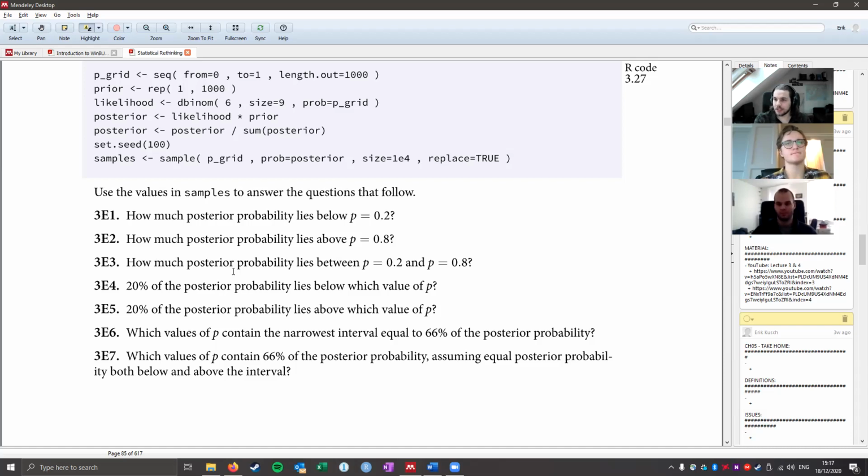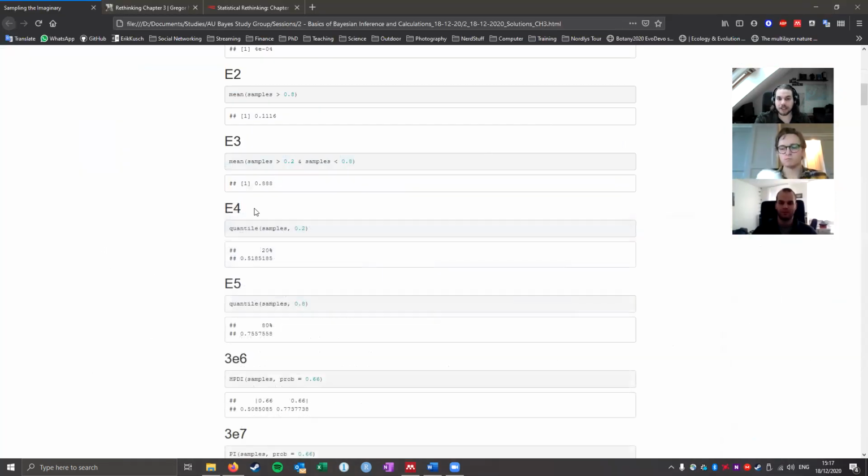Exactly. That is what. So I don't know if you got to chapter 3. Chapter 3 was all about summarizing posterior distributions. And this is much of what we're doing in these exercises here, which is also why it's a bit faster to go through. So first thing, or not first thing, but third thing we do here is to look at how much posterior probability lies between p equals 0.2 and p equals 0.8.